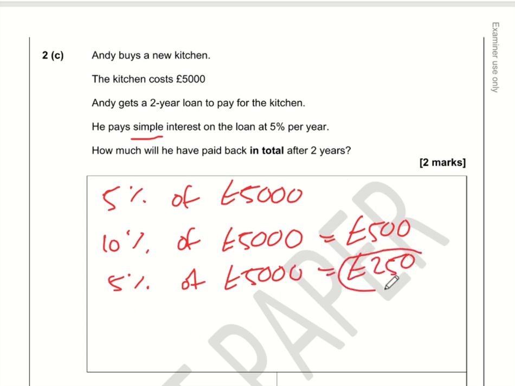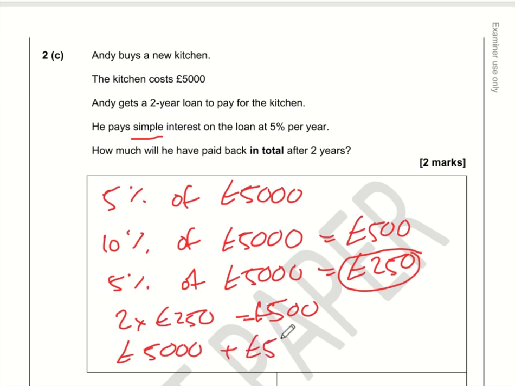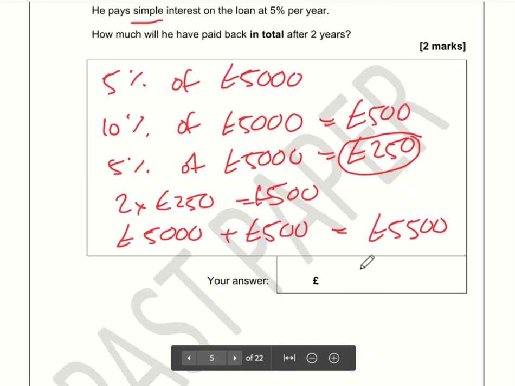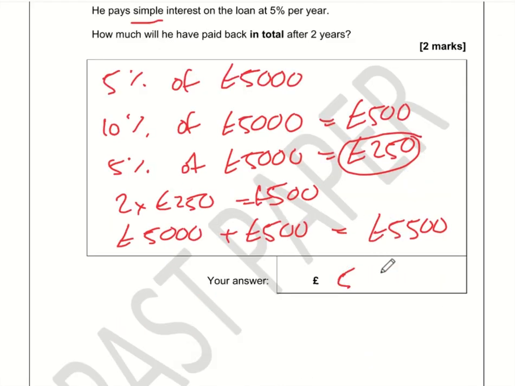So this is the interest per year. So 2 years is going to be 2 times 250. So we're back up to £500 again. So the repayment is £5,000 for the kitchen, plus £500 in interest, so that comes to a total of £5,500. So that is the total that needs to be paid back.